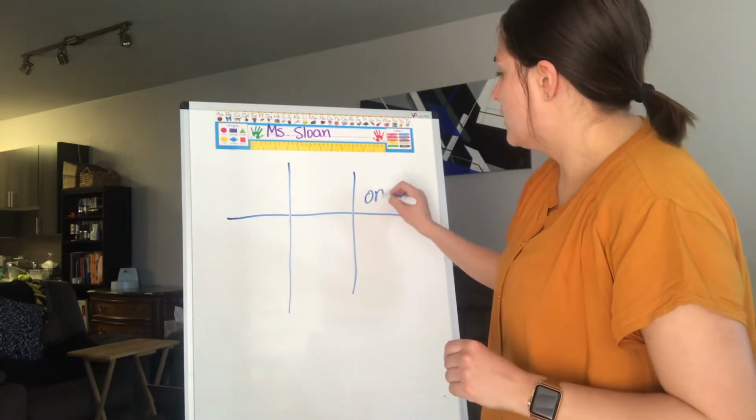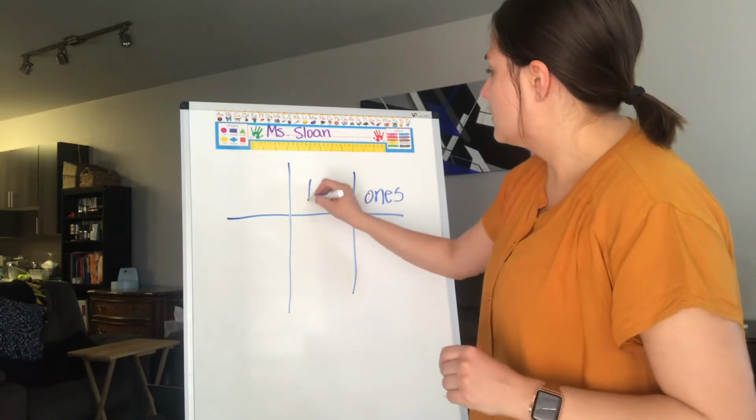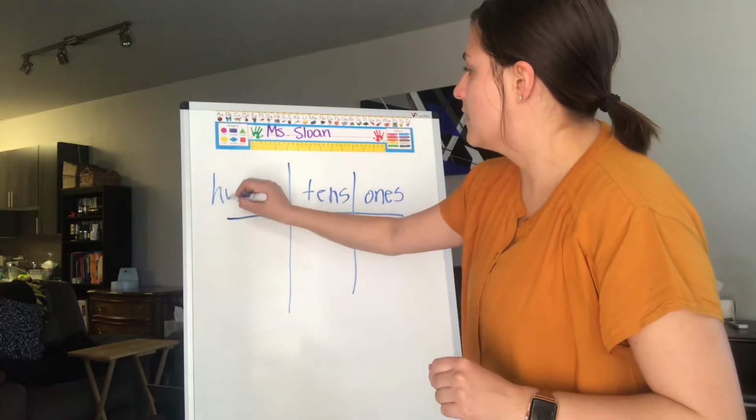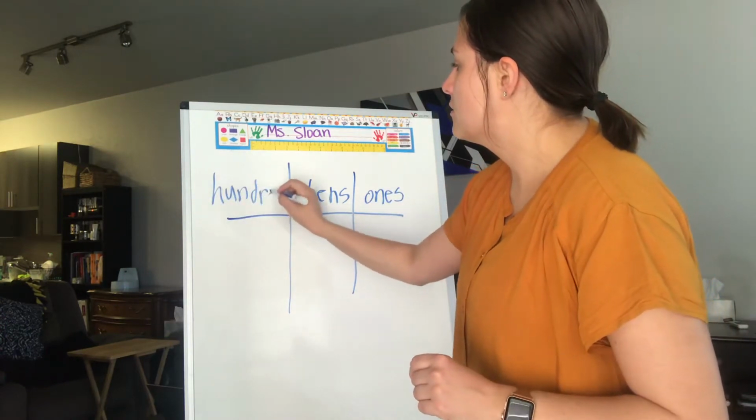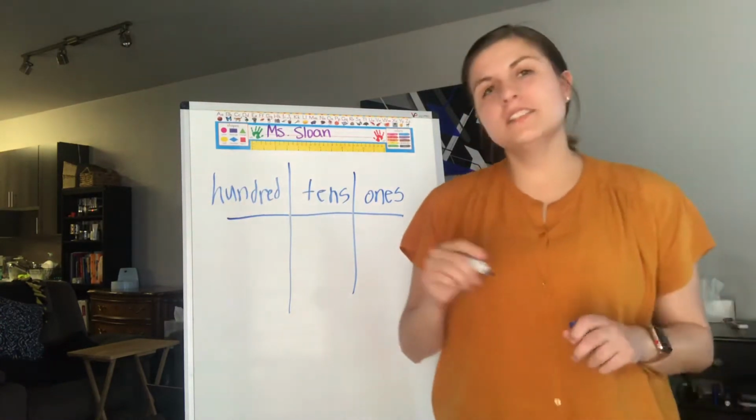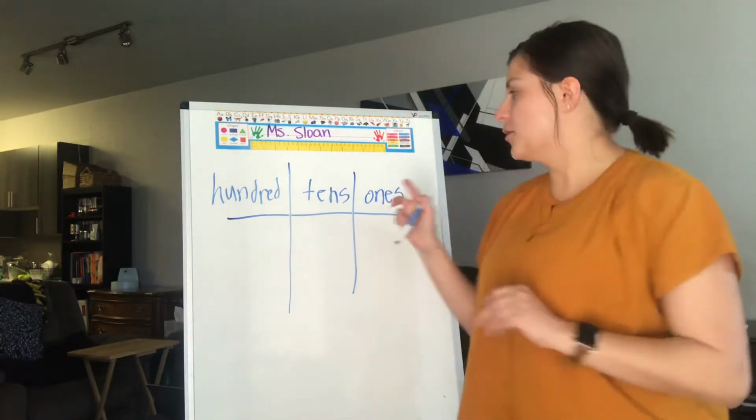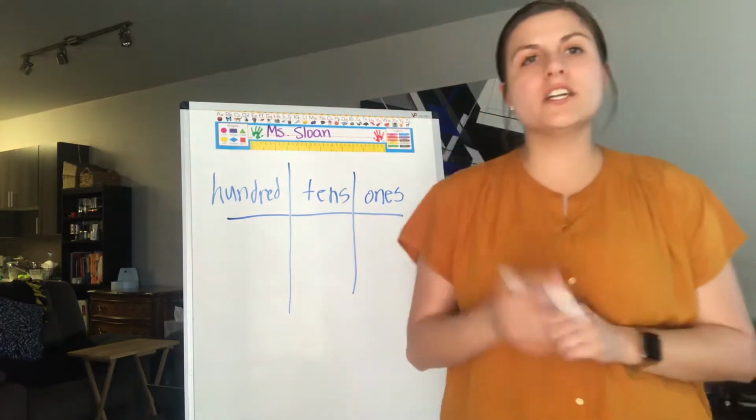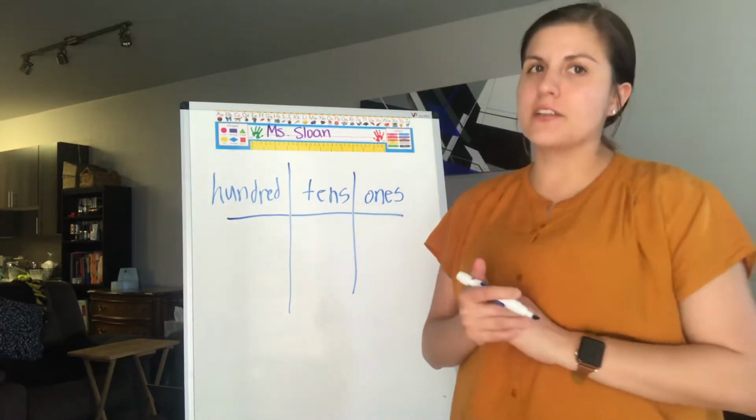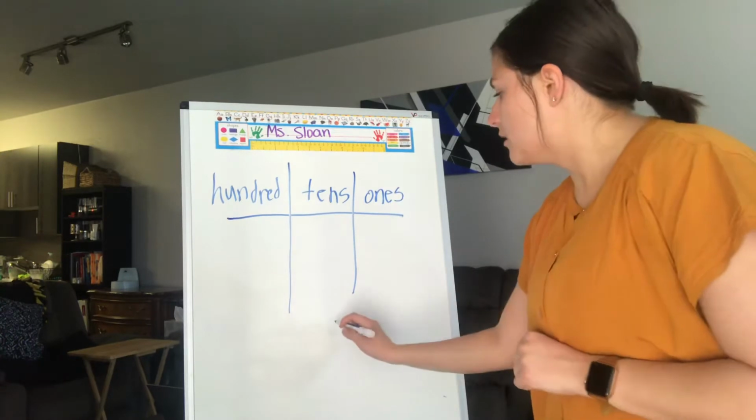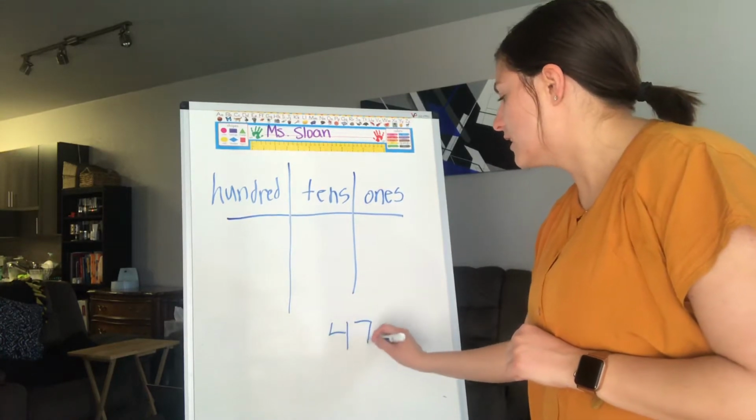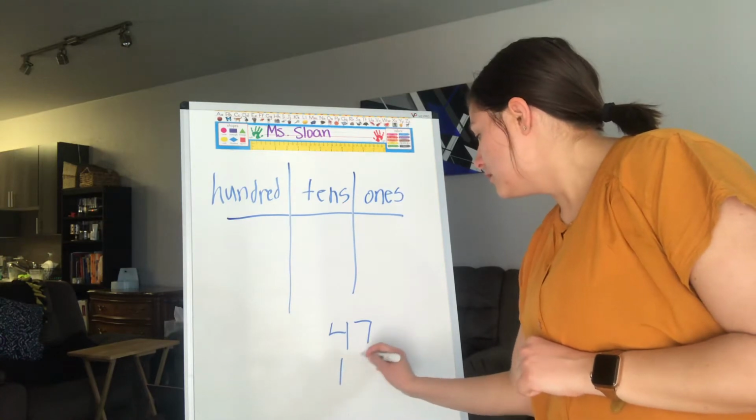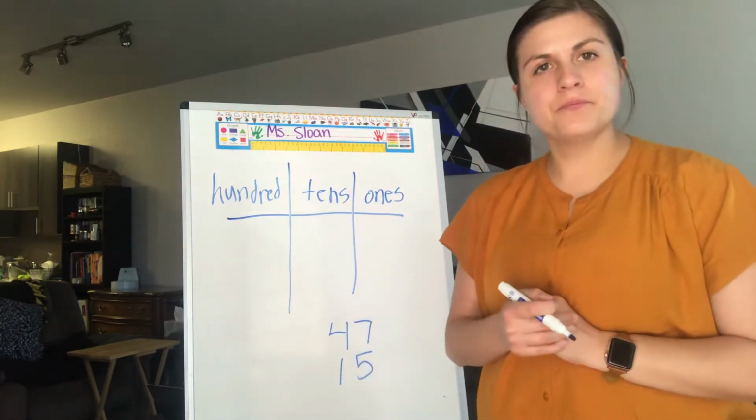So we've got our ones, the tens, and the hundreds. Today, though, we're just going to focus on the ones and the tens place. So let's look at our two numbers that we are going to add together today. We've got the number 47 and the number 15.